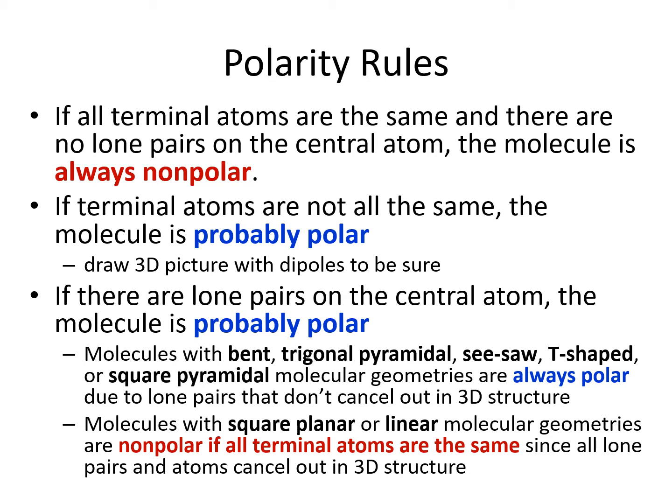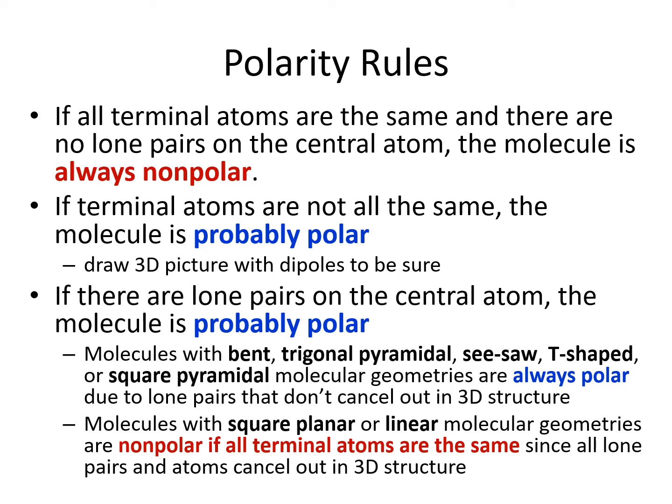You can draw a sketch of each molecule in 3D and draw the vector arrows to figure out whether a molecule has a dipole or not. A quicker way is to memorize some polarity rules. These polarity rules are related to the concepts we just talked about with magnitudes and directions of the polarity vectors.